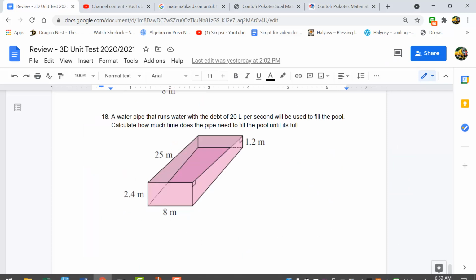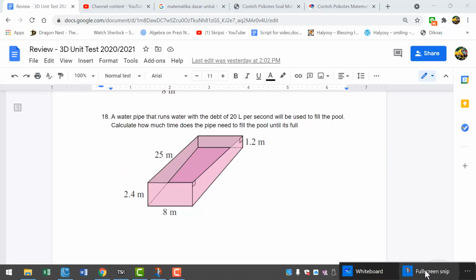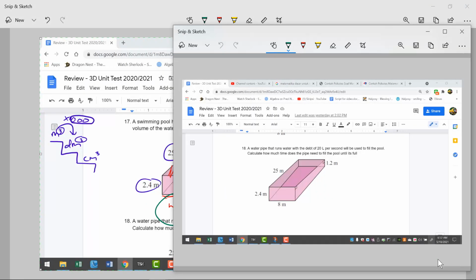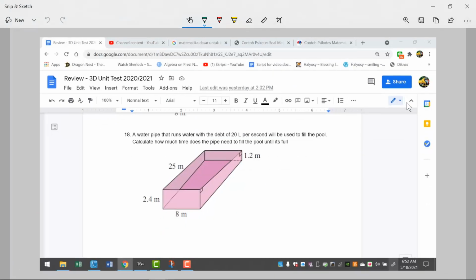Okay, number 18 in here. Basically, we have done number 17. To get to number 18, you need to answer number 17 correctly, because for number 18, you will use the information from number 17 to get the answer. Because we know that the volume of the prism itself is 360,000 liters, right? There you go.